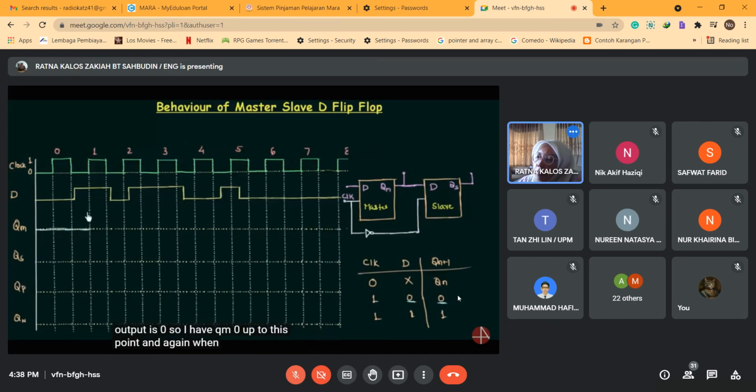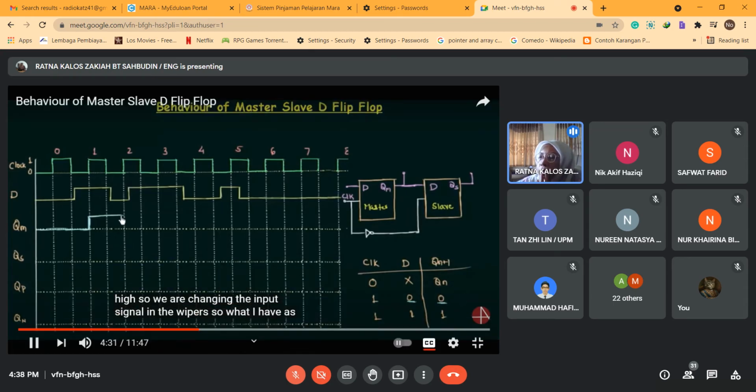And again, when the clock is high, you can see D is high. So QM will also go high till the next high pulse. And in this high pulse, there is something very interesting going on, which will cause the glitches. You can see D, our input signal, is low for a small time, and again it becomes high when the clock is high. So we are changing the input D signal in the high pulse.